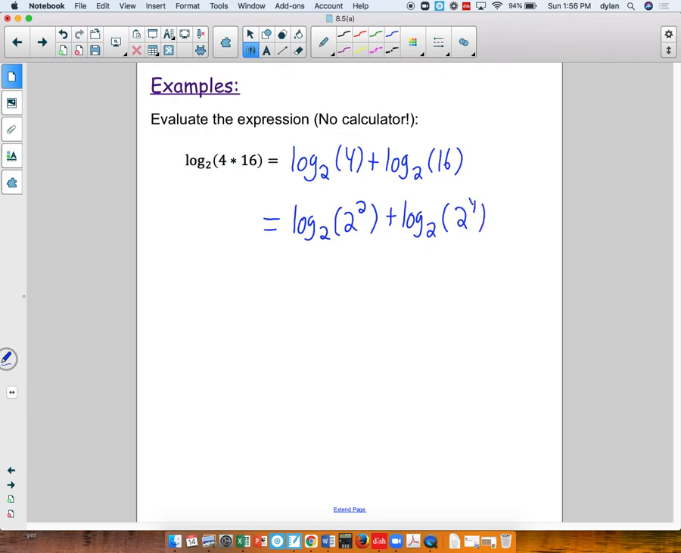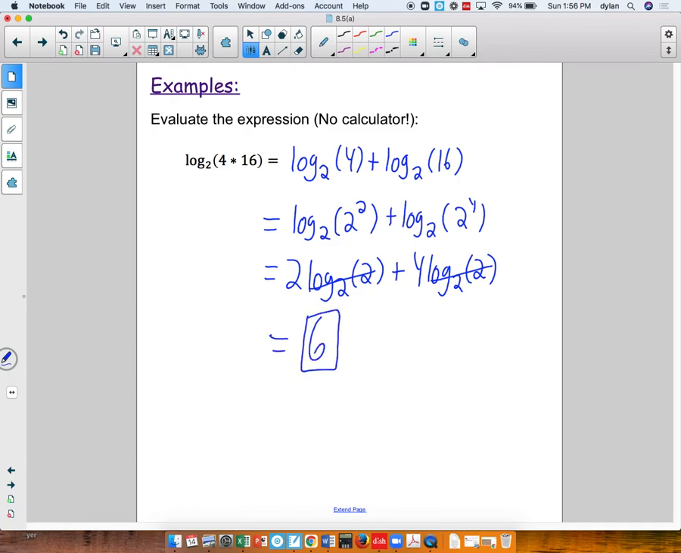Because then we can move those exponents to the front and think of this as 2 log base 2 of 2 plus 4 log base 2 of 2. And you'll notice here that at this point, these both just equal 1 based on one of our properties. So our answer would just be 6. So this is just an example of how you can apply log rules to come up with the solution to a problem without a calculator pretty easily.